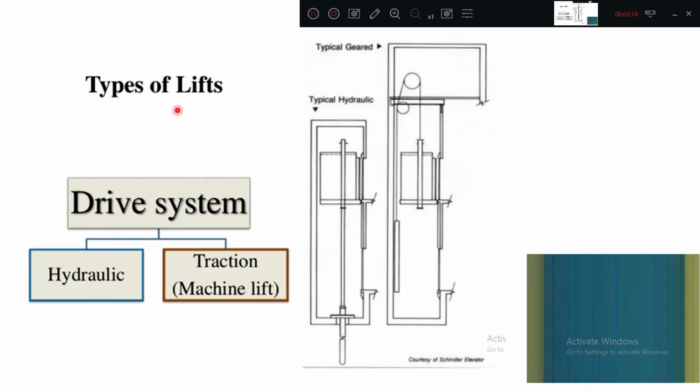Okay, you can see the types of lift, the line diagram of the lift. This is a hydraulic lift. This is a traction lift, or machine lift, where ropes, pulleys, sheaves, machine beam, everything is there. Here jack, piston, pump room or pump fluid, everything is there. Hydraulic and traction, two types are there.